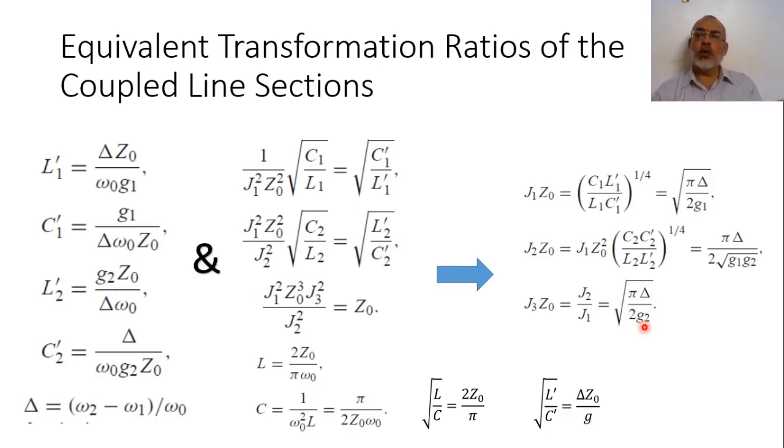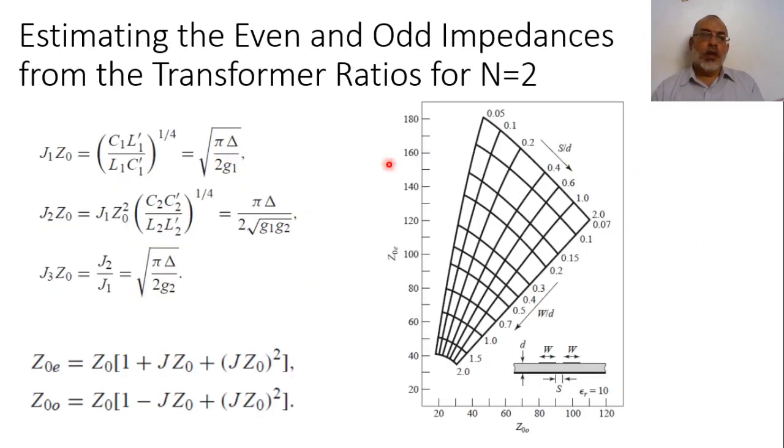Now, we can obtain the values of the three inverters, J1, J2, J3, in terms of the prototype of the low-pass filter, G1 and G2, and the required bandwidth delta. By using these equations, we can obtain the values of the inverters, and for each inverter, we can determine the even and odd impedance of the coupled line transmission line section.